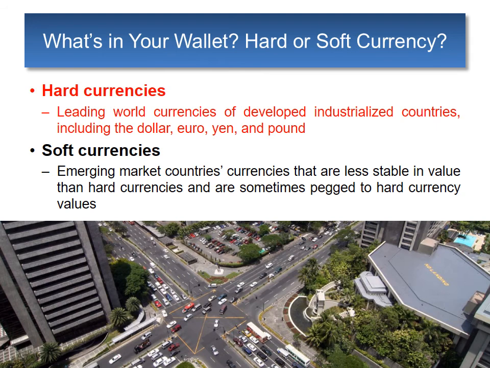These hard currencies are used by emerging market countries to peg the values of their soft currencies. Soft currencies are currencies for emerging market countries that are less stable in value than hard currencies. Soft currencies are sometimes pegged to hard currency values. For example, currency pegging is a way for emerging market countries to enhance their monetary stability. China and Japan once fixed their money to the value of the US dollar.